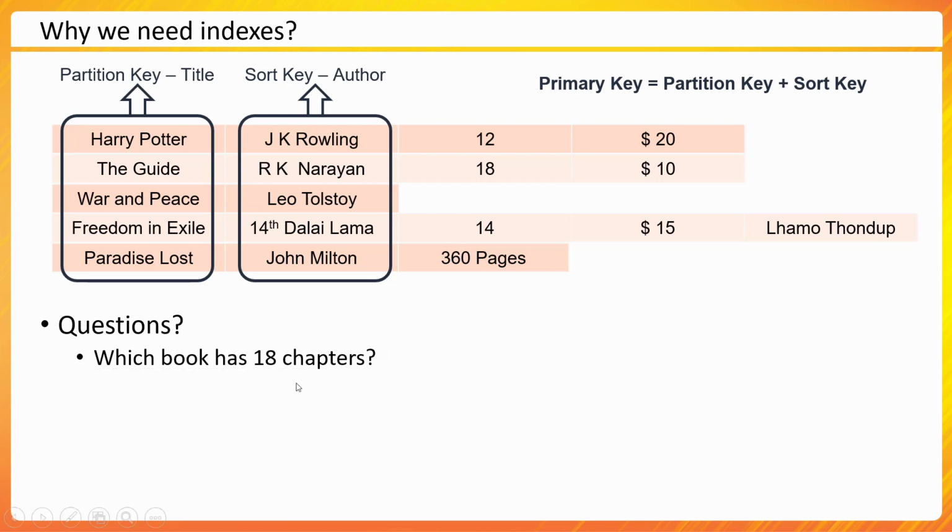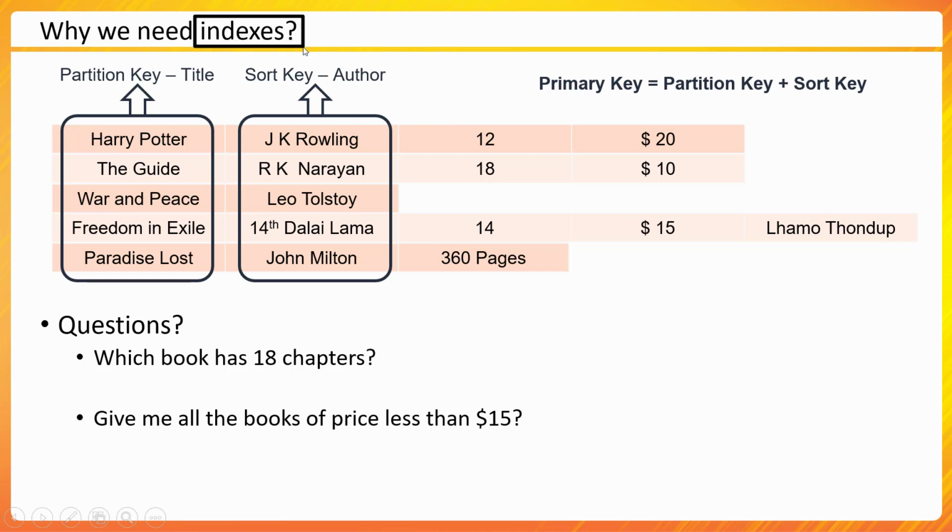Or if I ask some relational question, like give me all the books of price less than $15, again, not a very good design of my table. I can still answer it. I would tell you how to answer this question through the database, but it is not a very efficient design. That's why we need to create indexes, and these indexes are referred to as secondary indexes.